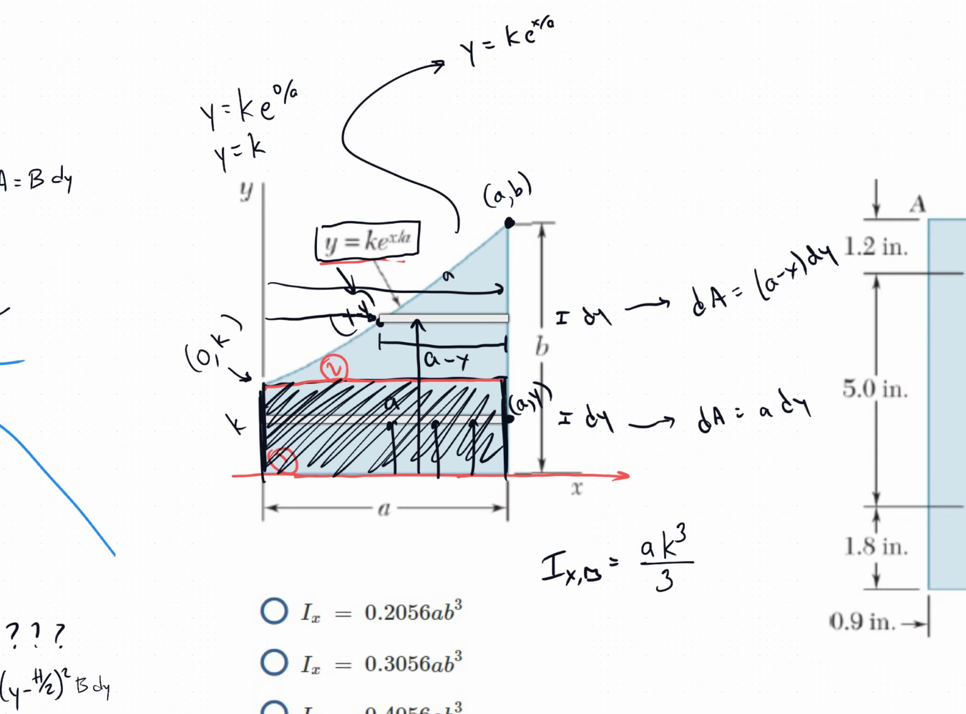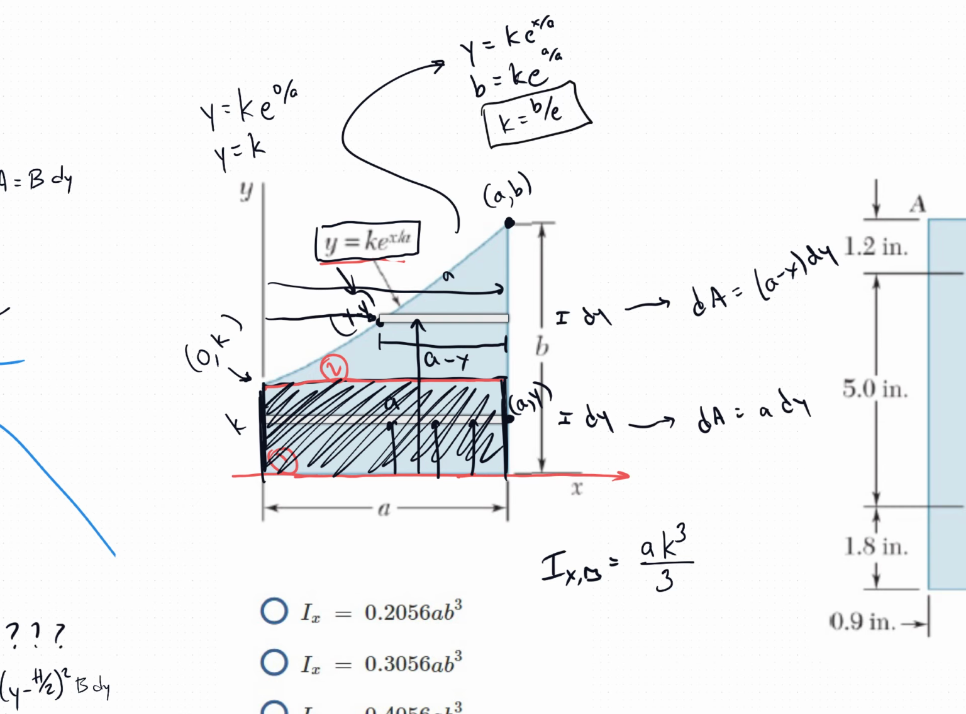So we're just going to start plugging some stuff in here. So y is b. k is what we're looking for. e to the x, we're plugging in a over a. So that's e to the 1, which is just e. So k is an ugly number, isn't it? So k equals b over e.